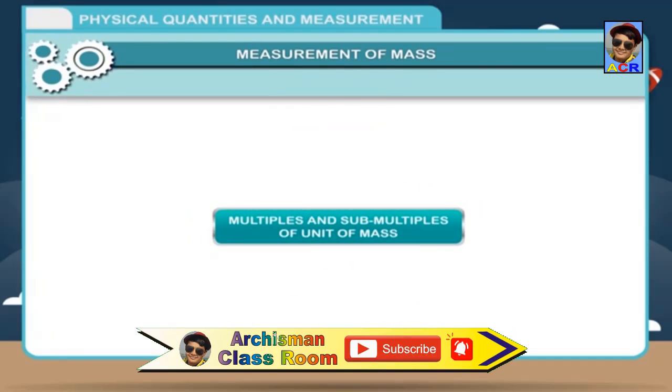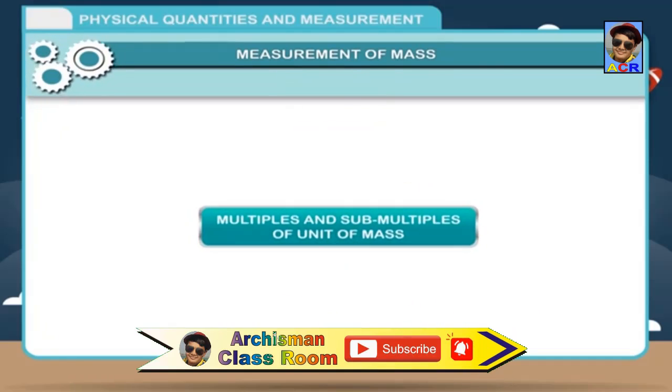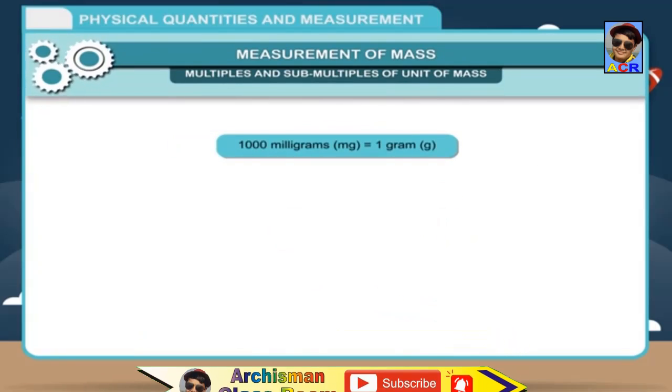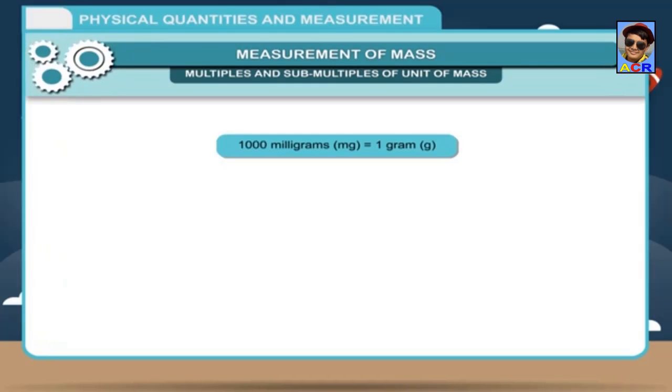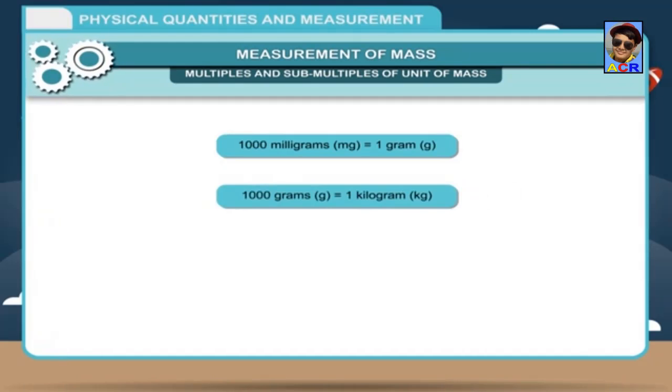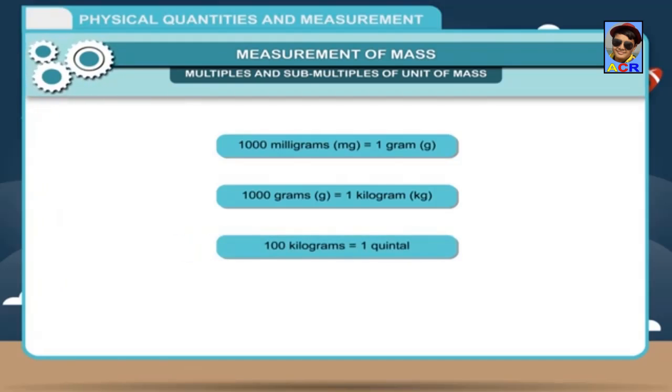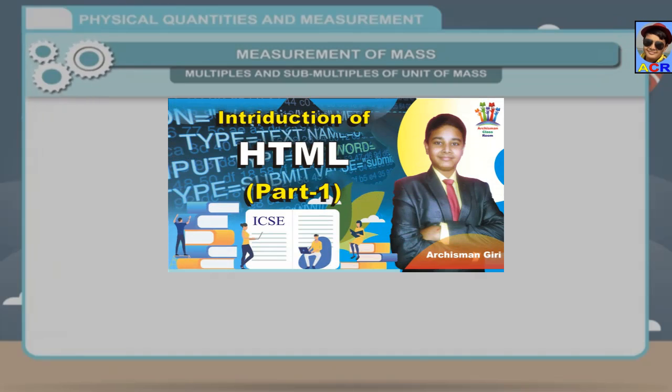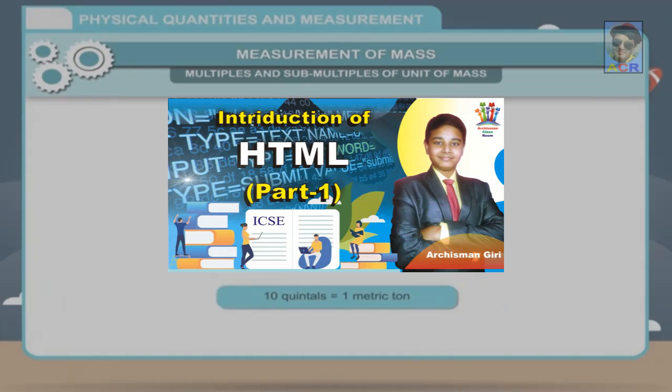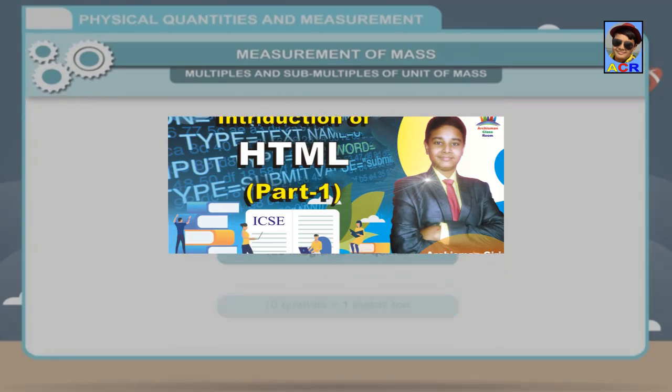Multiples and submultiples of unit of mass. 1000 milligrams, mg, is equal to 1 gram, g. 1000 grams, g, is equal to 1 kilogram, kg. 100 kilograms is equal to 1 quintal. 10 quintals is equal to 1 metric ton.